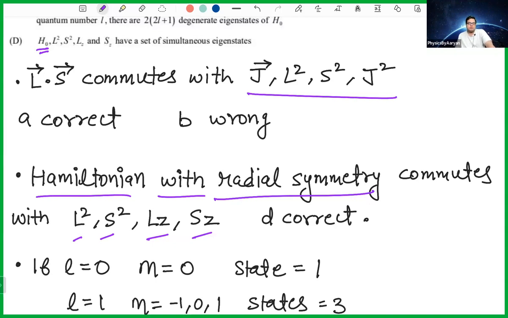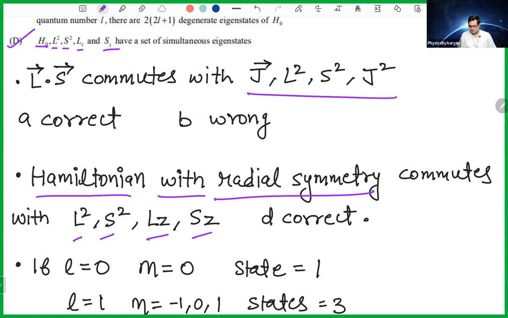Now, L square, S square, LZ and SZ commute, means you can measure all four together if your Hamiltonian is only a function of radial symmetry, R. It is not a function of theta. So always remember this. For any energy or any potential which only depends upon radius R, your L square, S square, LZ and SZ will commute with each other, and they will also commute with the Hamiltonian. So that is why H naught is commuting with L square, S square, LZ, SZ. So D option is also correct.